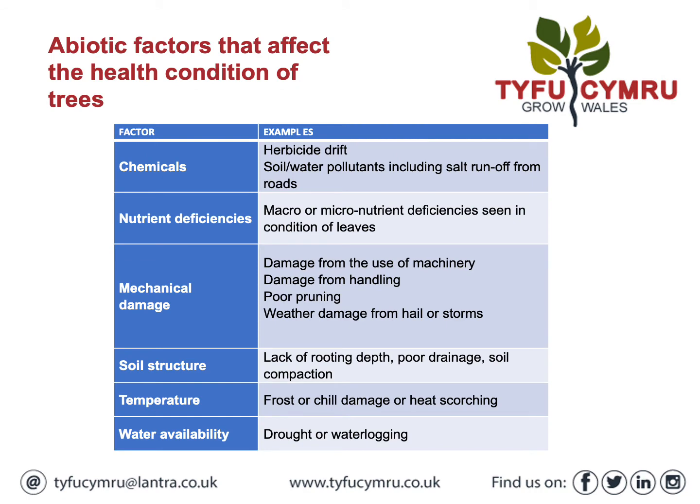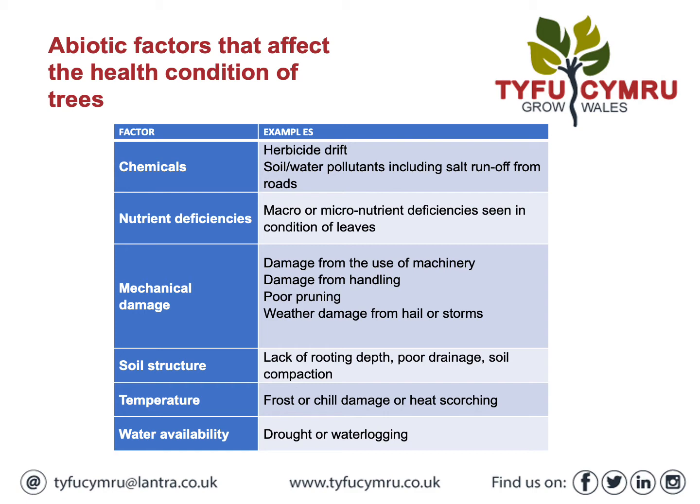Now, it's not always pests and pathogens that affect plant health. There are abiotic factors as well, and these are non-living factors. So there may be things like chemicals. So an example would be herbicide drift from spraying, which then affects the leaves on a tree, or soil or water pollutants, and that might include the runoff of salt from roads.